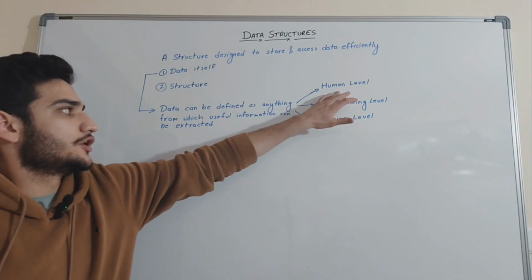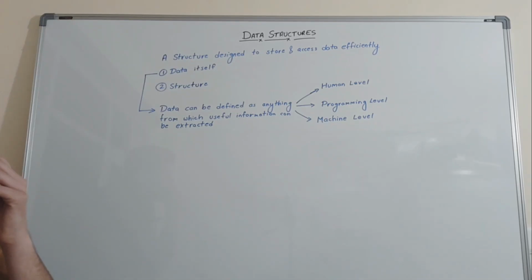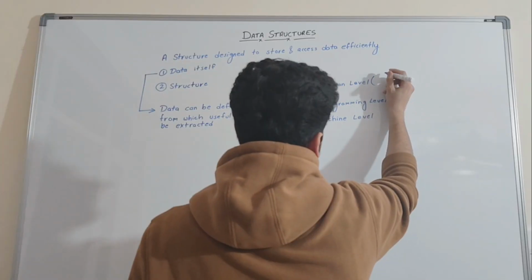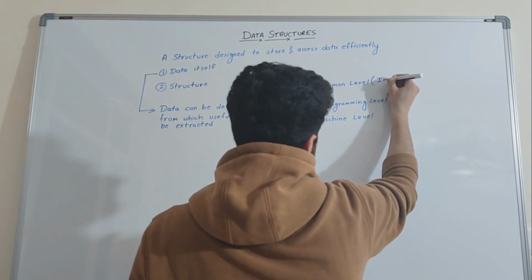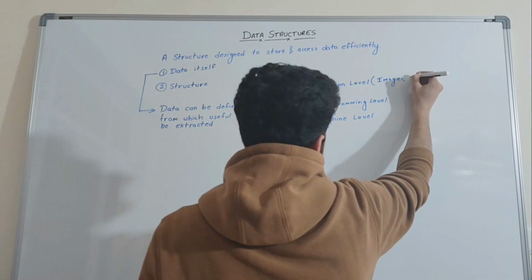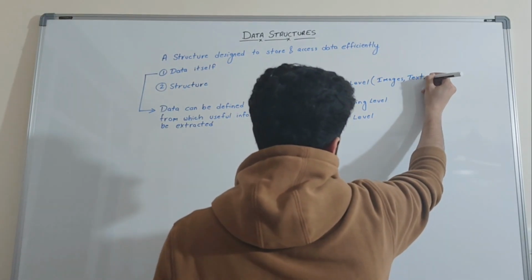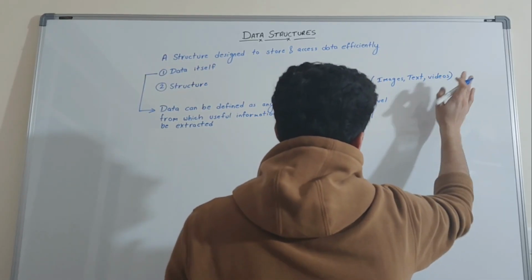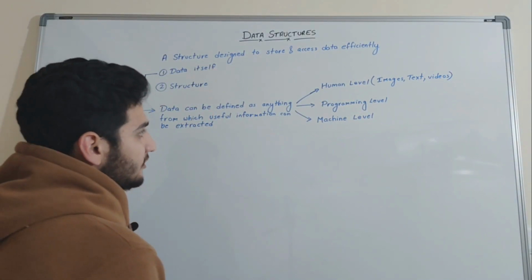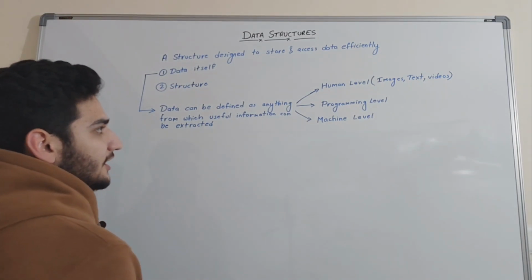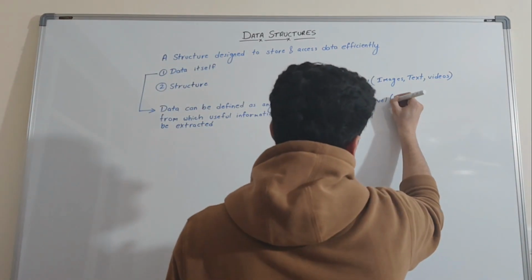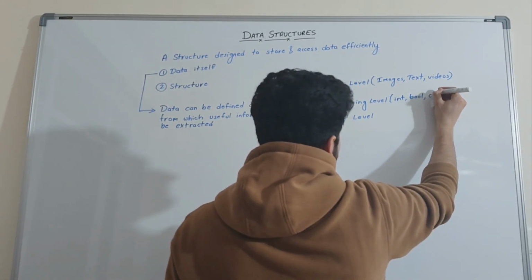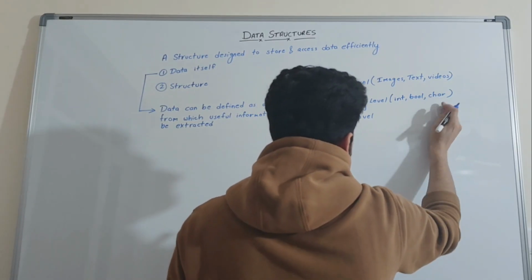The human level data consists of the data which can be easily understood and comprehended by a normal human being. It will be composed of images, text in natural language, videos, audios, and these things. The programming level data is the data which is defined by the programming language that you are using. So it will generally consist of integer values, boolean, characters, and so on.